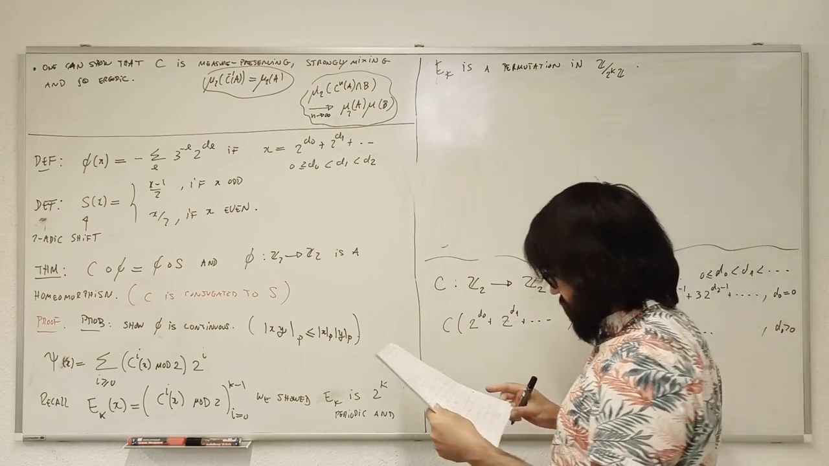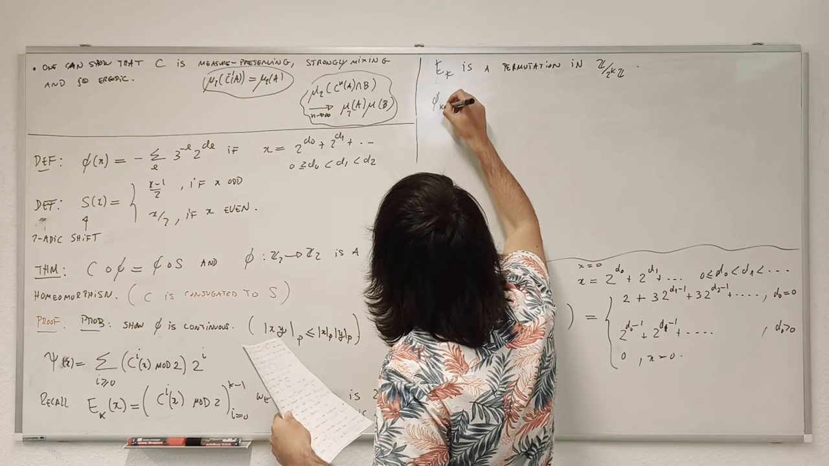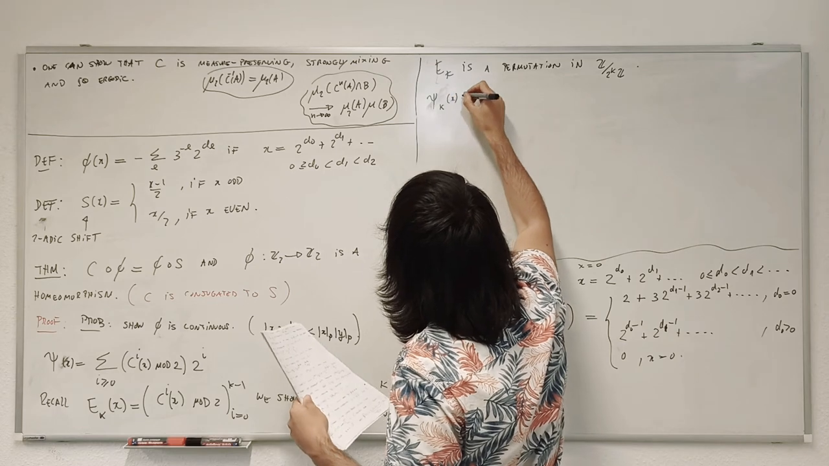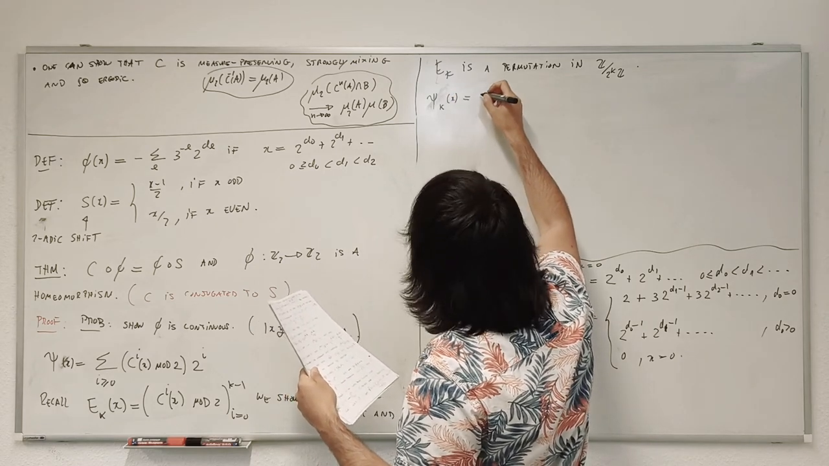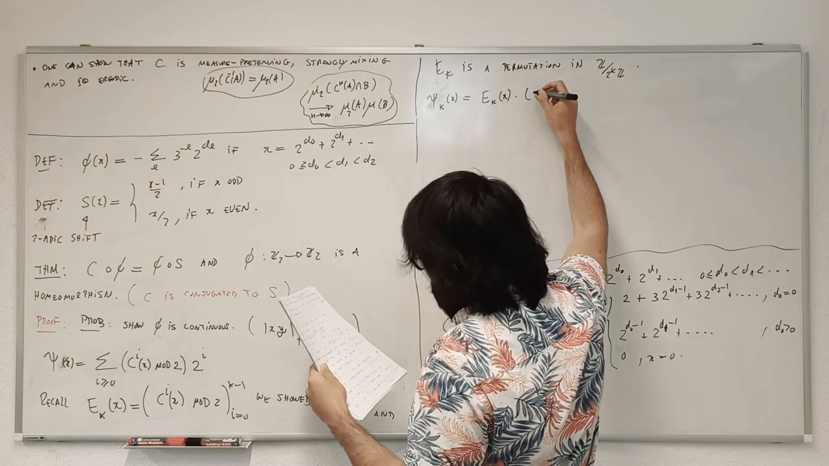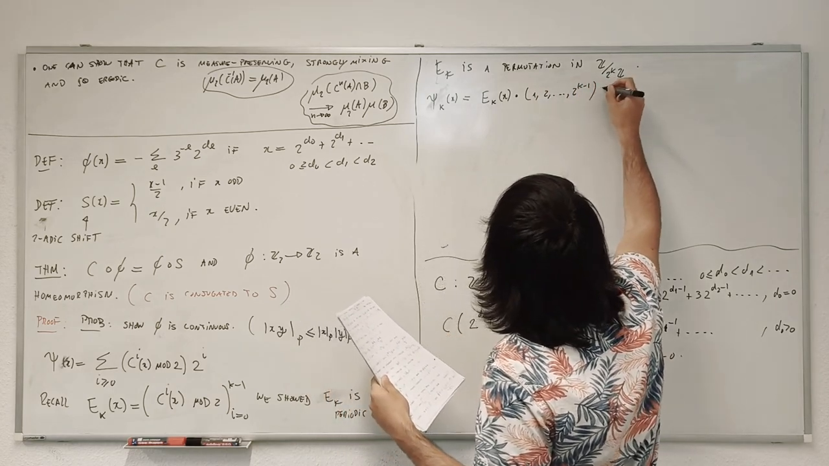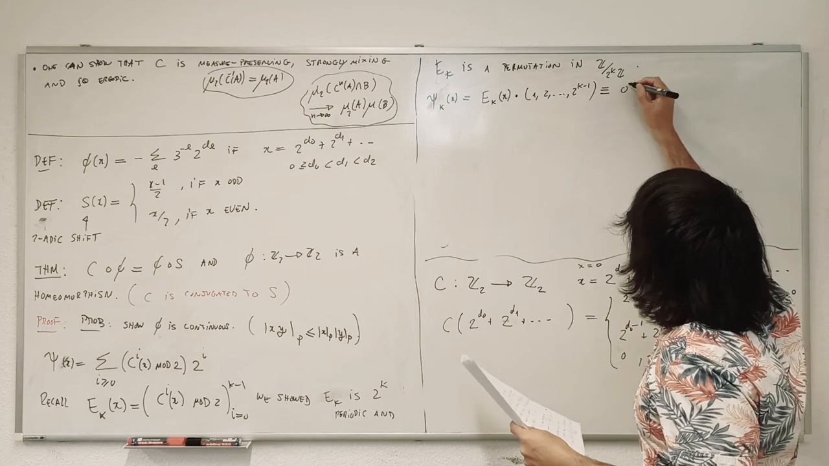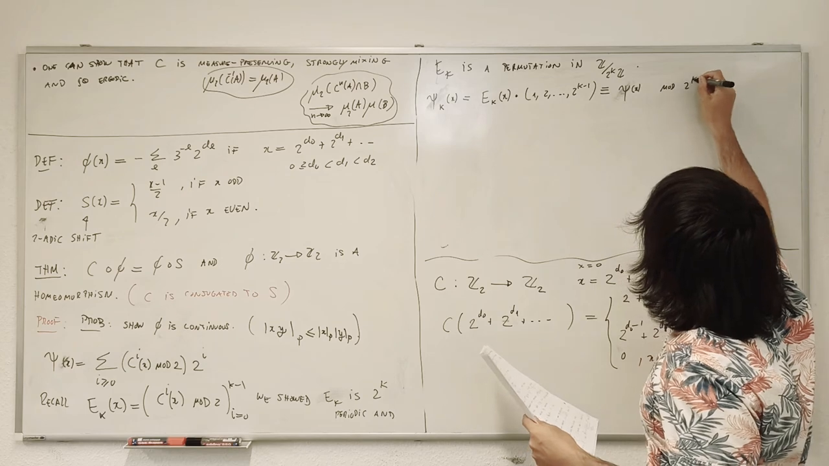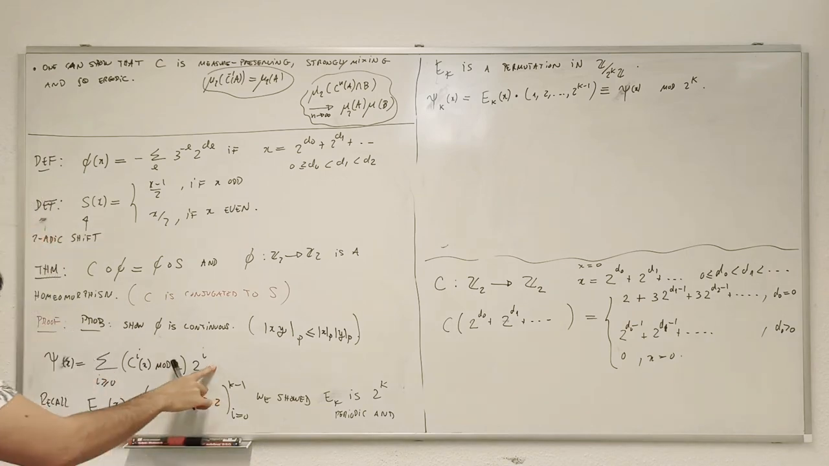So in particular, you see. So let me define now psi_k of x to be e_k of x times the vector dot product with this vector 1, 2, up to 2^(k-1), and you realize that this guy is congruent to psi mod 2^k, as I told you, because this is exactly the first k digits of the map that I just defined. Okay?